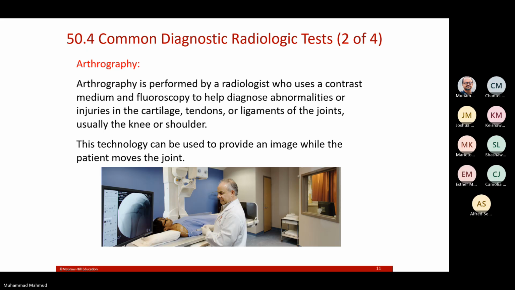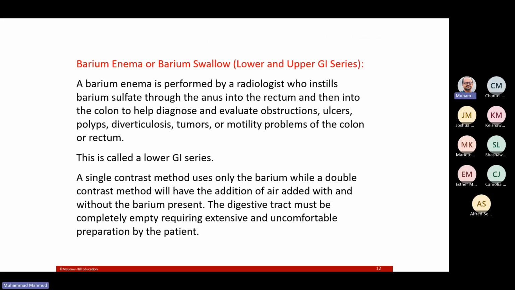In case of barium enema, radiologists will instill barium sulfate, a chemical, through the anus into the rectum and then into the colon to help diagnose and evaluate obstruction, ulcer, polyps, diverticulosis, tumor, or motility problem. This is called lower GI series.